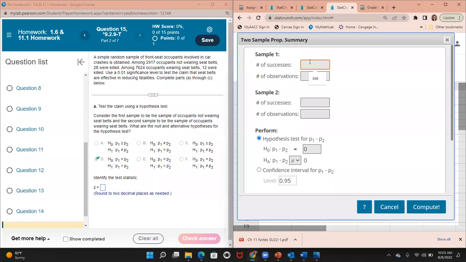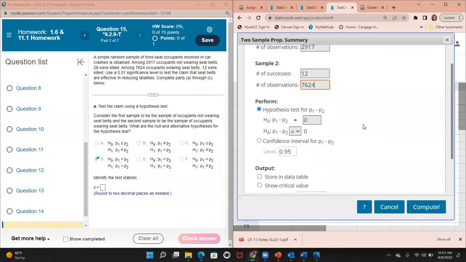Okay, so the number of successes is actually the number of people killed. So we're going to put 28, because that is the number of people that were killed out of the 2,917. That's sample 1. Those are the people not wearing a seatbelt. Then we go back and get the information for the people who were wearing seatbelts. That was 12 people who died while wearing a seatbelt, out of the sample size of 7,624.